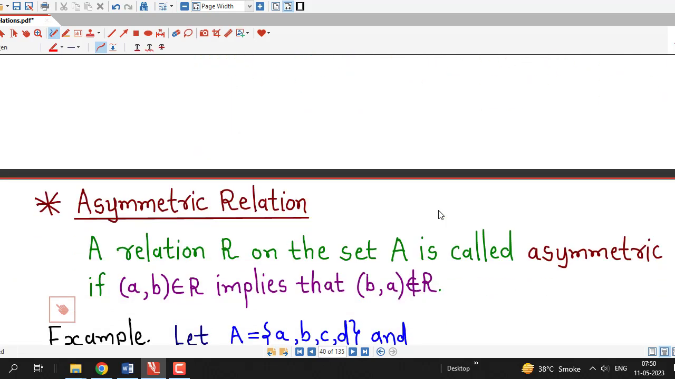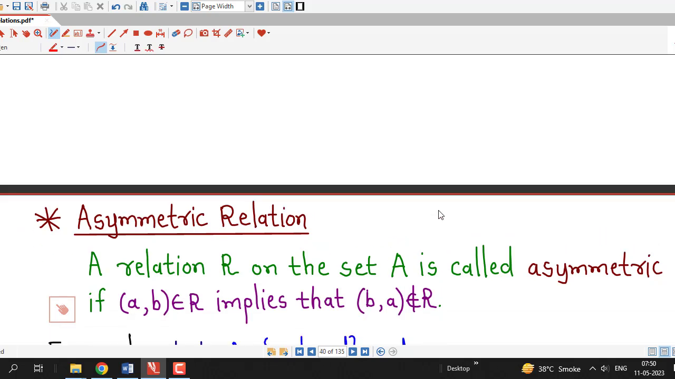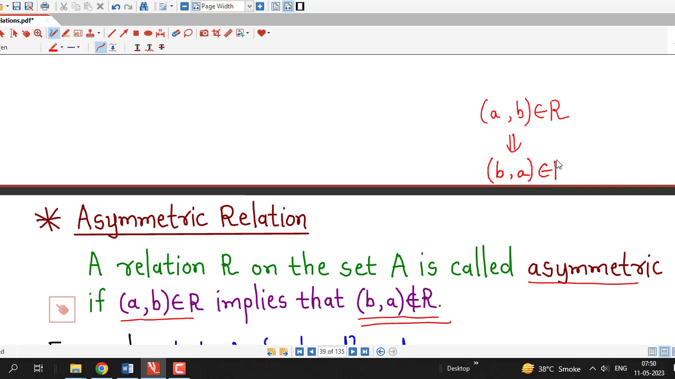Another property is asymmetric relation. So the definition is obvious from the word asymmetry. A relation R on the set A is called asymmetric if (a, b) belongs to R implies that (b, a) is not in R. If we recall the definition of symmetric relation, then a relation is called symmetric if (a, b) belongs to R implies (b, a) belongs to R. And here we are writing the definition of asymmetric relation. So here if we change the order of elements, then this is not present in R for an asymmetric relation.